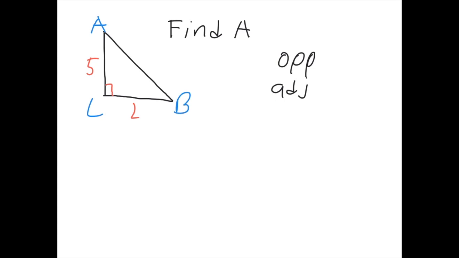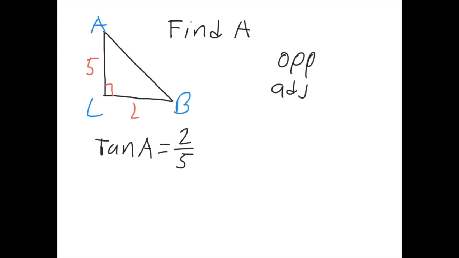That would be tangent. So that means that the tangent of angle A is equal to opposite over adjacent, 2 over 5. So we know that the tangent of A is 2 over 5. Now what we want to know is what is angle A?